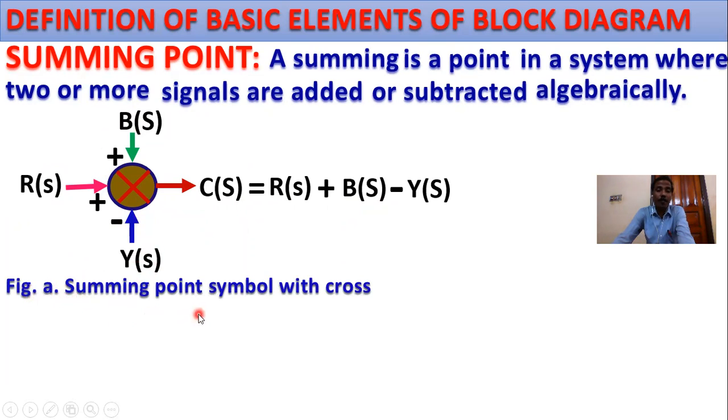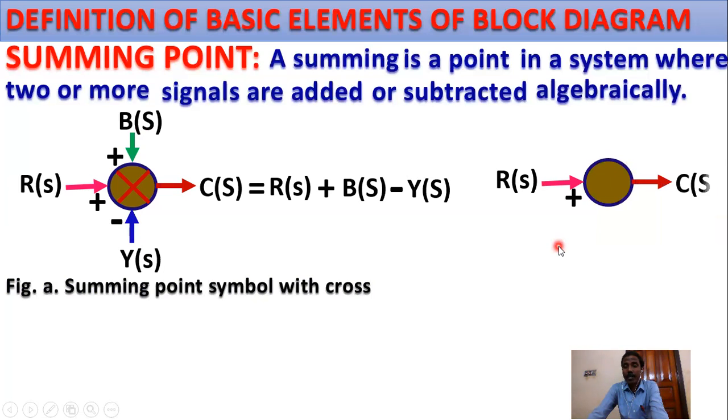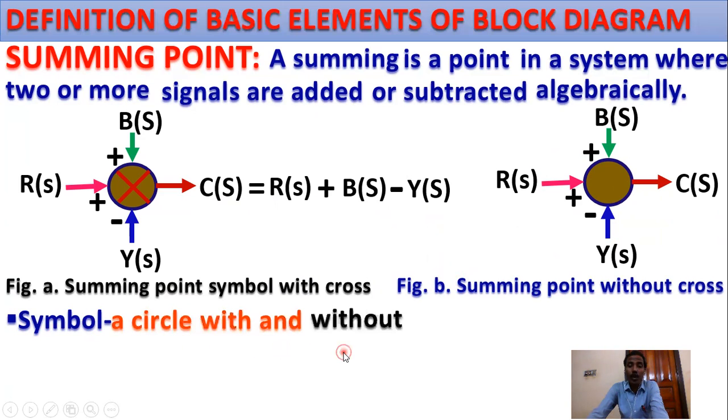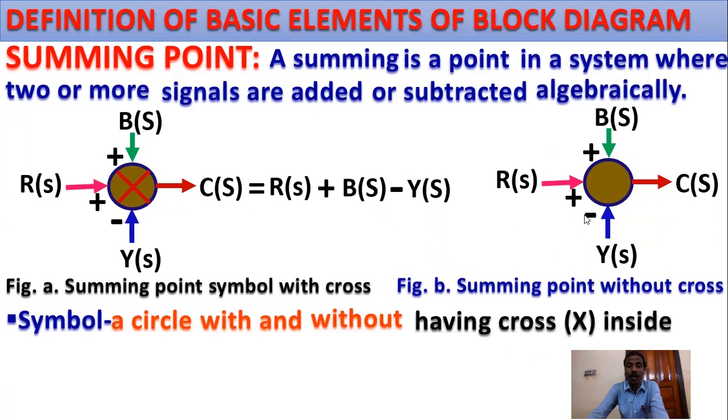This is figure A, the summing point symbol with cross. And another symbol is the summing point without cross, with R of S, B of S, and a negative sign on Y of S, and the same output C of S equivalent to R of S plus B of S minus Y of S. Then the symbol. What is the symbol? A circle with and without a cross inside. This is the circle with cross, and this is without cross. This is the symbol of the summing point.